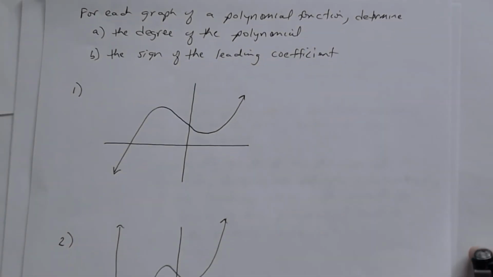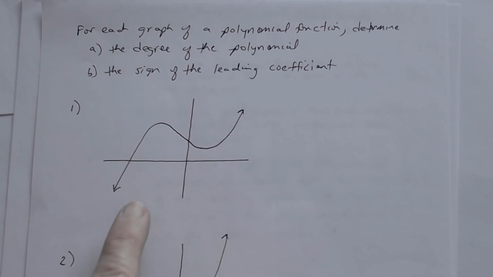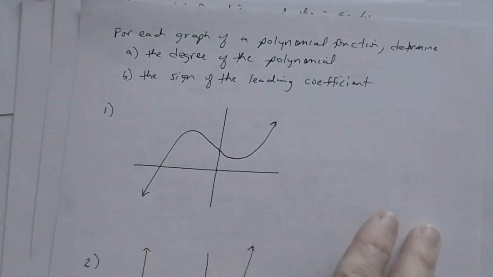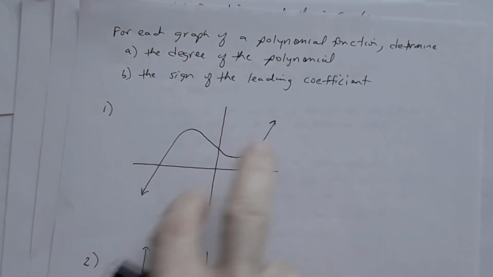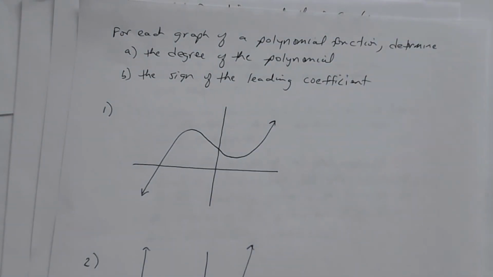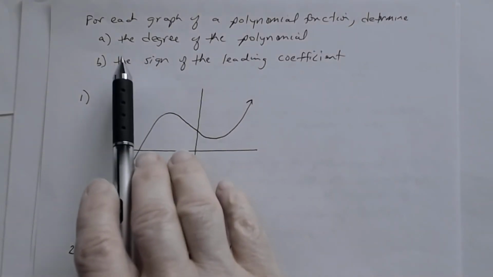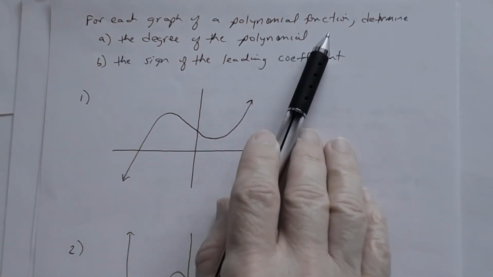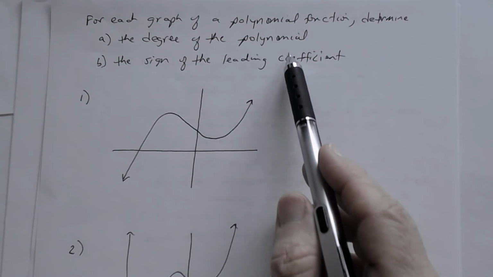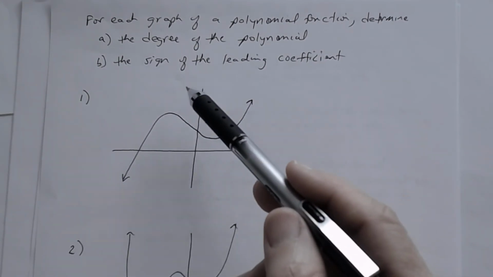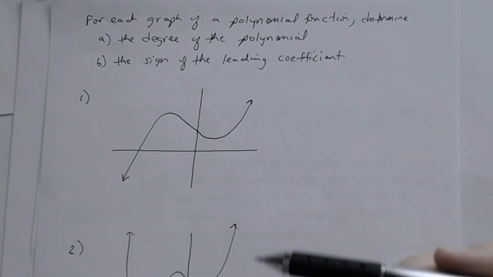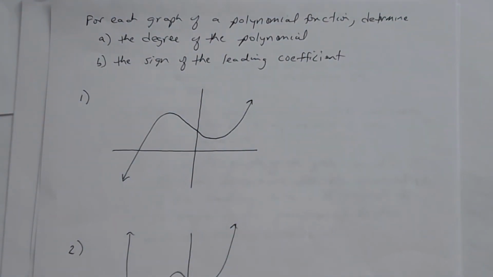a graph, and remember these are smooth and continuous. Smooth and continuous, arrows on both ends, so that's a polynomial function. So these are all polynomial functions we're dealing with. And so for each graph of the polynomial function, determine the degree of the polynomial and the sign of the leading coefficient. All right, so basically if you were to look at the leading term, what will be the exponent of the variable and what would be the sign of the coefficient.